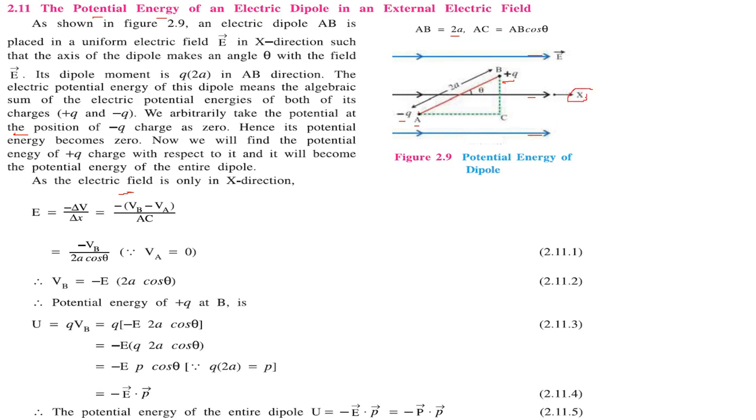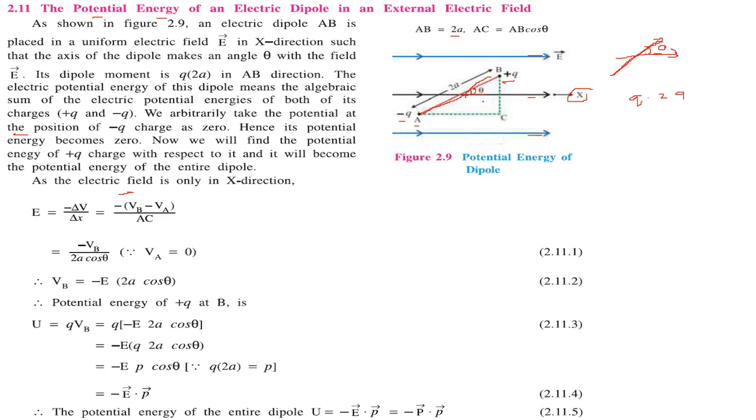The direction is X. That means the axis of the dipole makes some angle. Say let's make some theta. This theta angle, this one. This is the dipole. This is the electric field. This is the theta angle they are making. So its dipole moment will be simply Q into 2A. We know that the charge is Q, the distance is 2A. The dipole moment will be Q into 2A, and the direction will be along AB of the dipole.